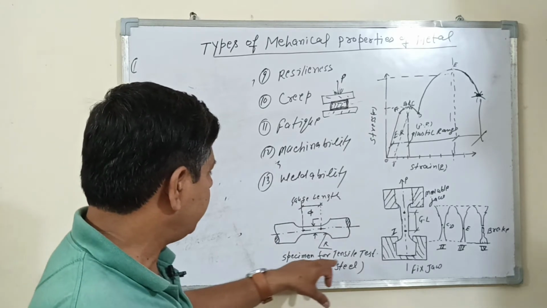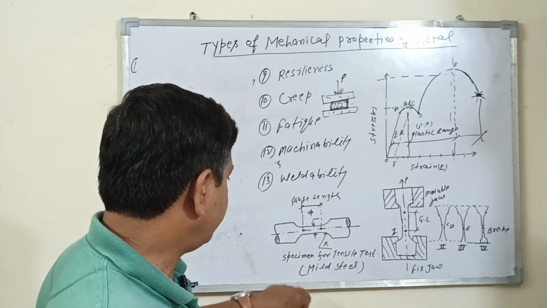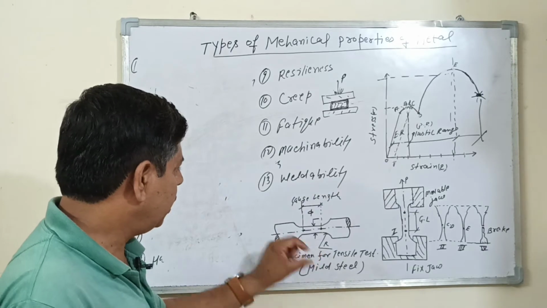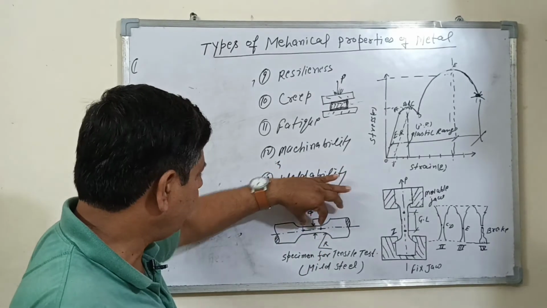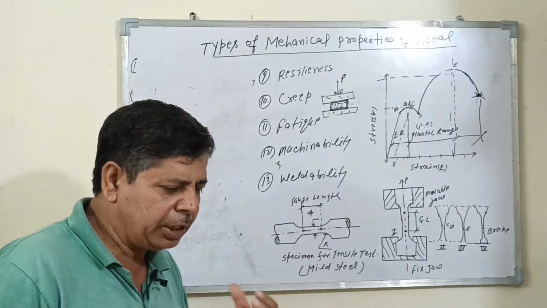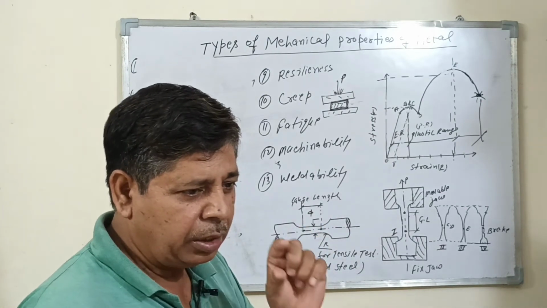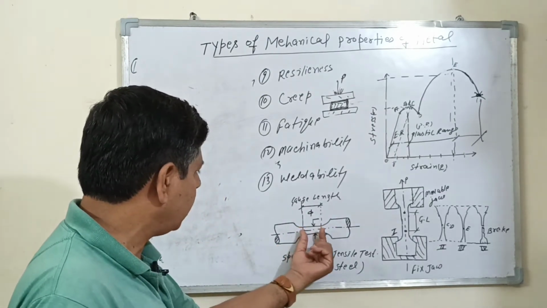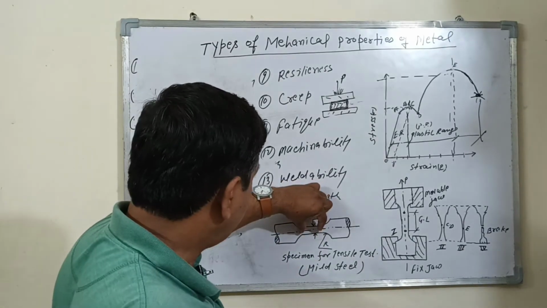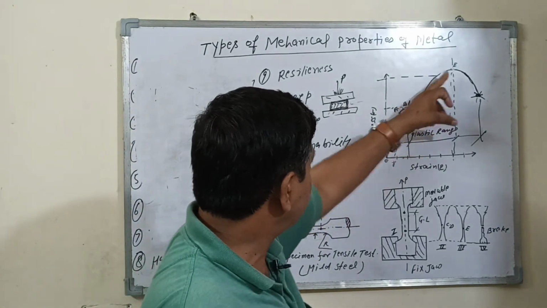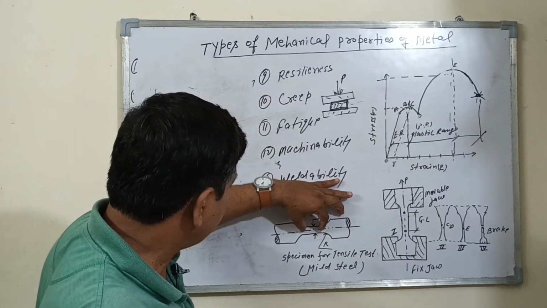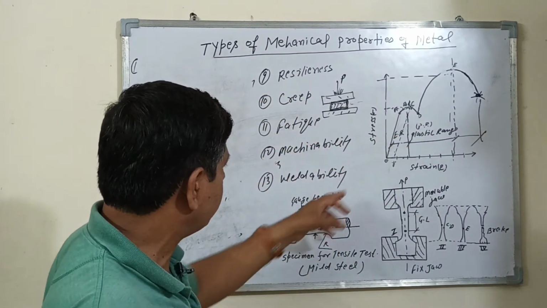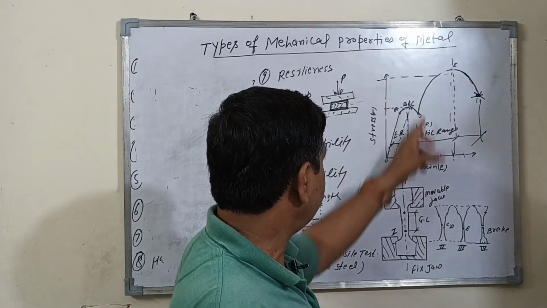This is the specimen for the tensile test. It is made of mild steel. This is the diameter, this is the radius, and this is the gauge length. The gauge length is the working length. The stress-strain curve lies within it, so this is the gauge length, and the gauge length is used to draw the strain diagram.